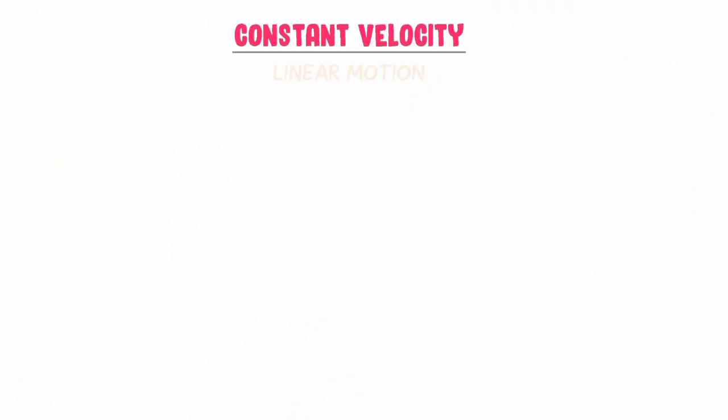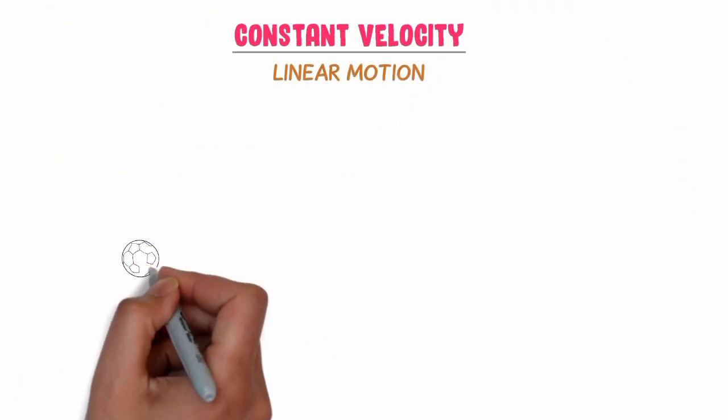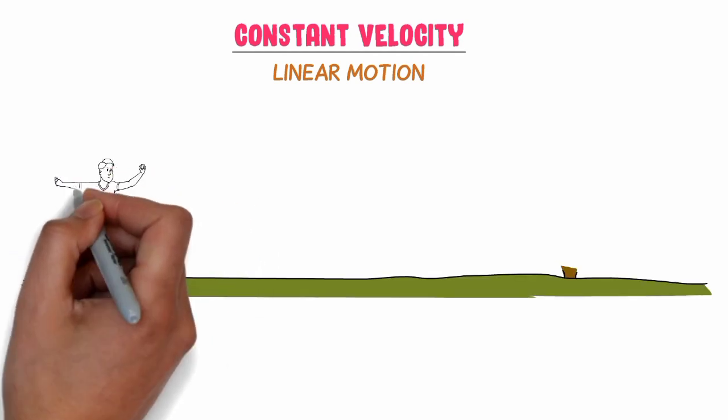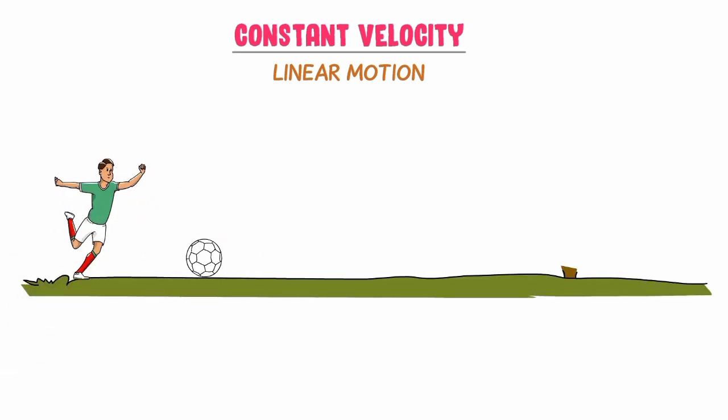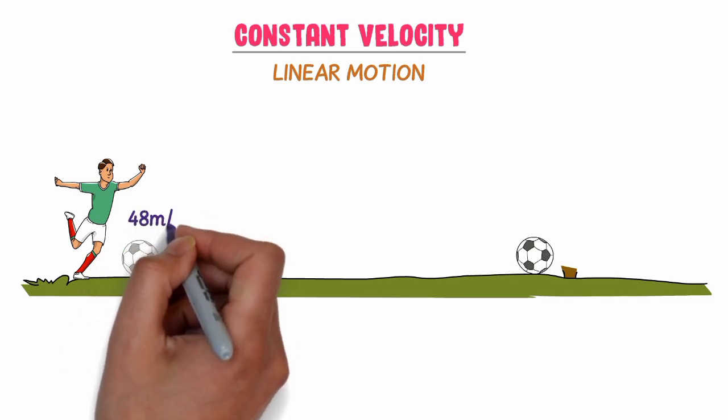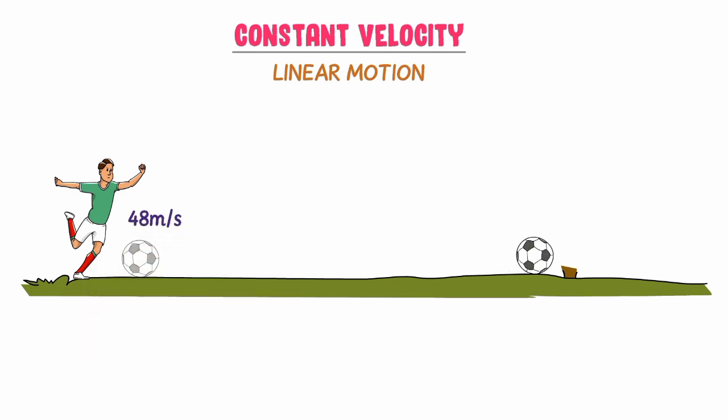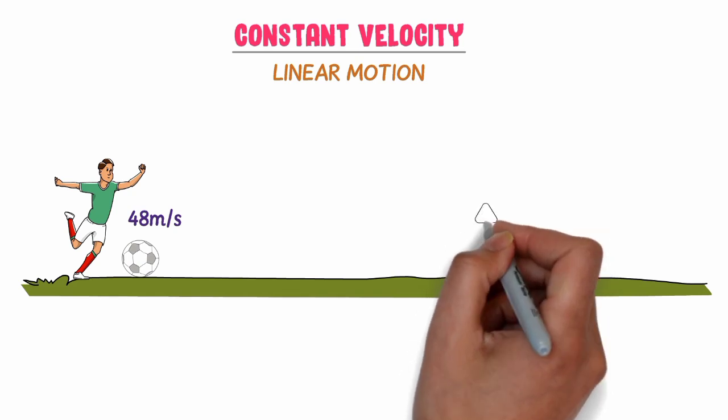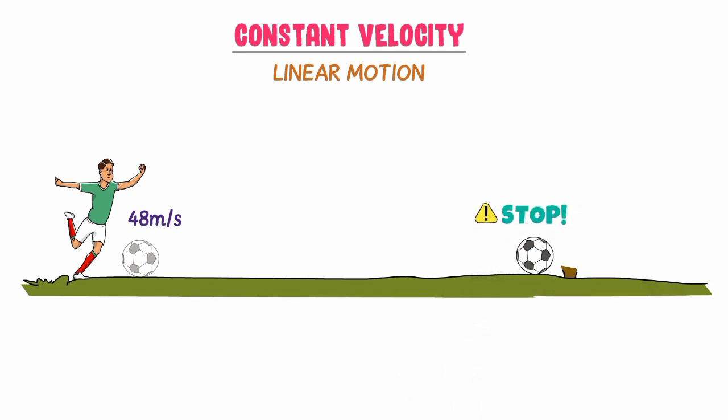Now you must also learn the constant velocity in linear motion. Consider a ball present on the surface of a ground. When you kick this ball, it starts moving. Let the initial velocity of this ball be 48 meters per second. The ball covers some distance and finally it stops. This ball stops due to frictional forces like ground friction and air resistance.